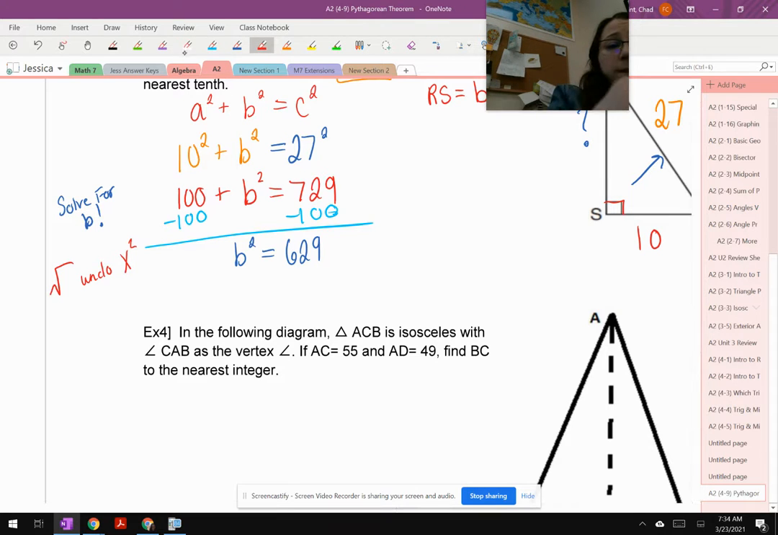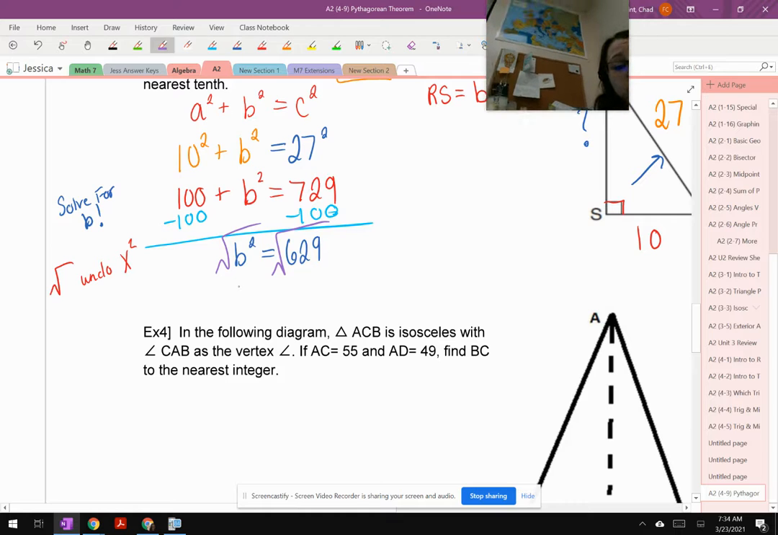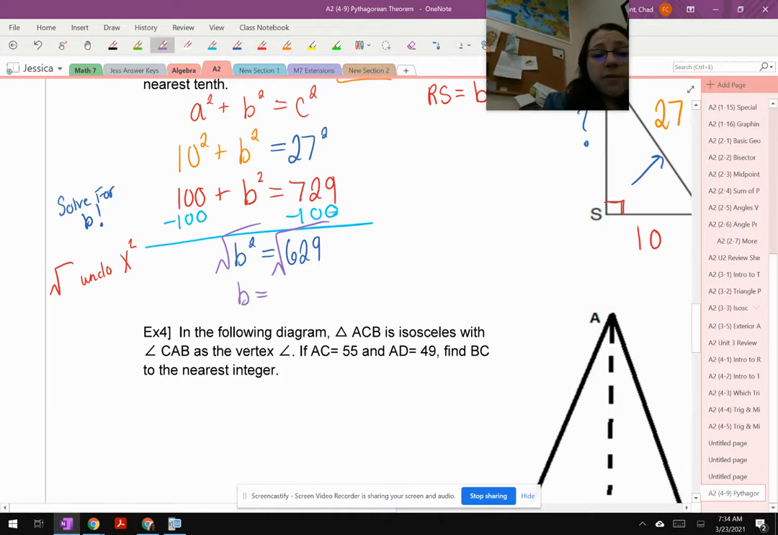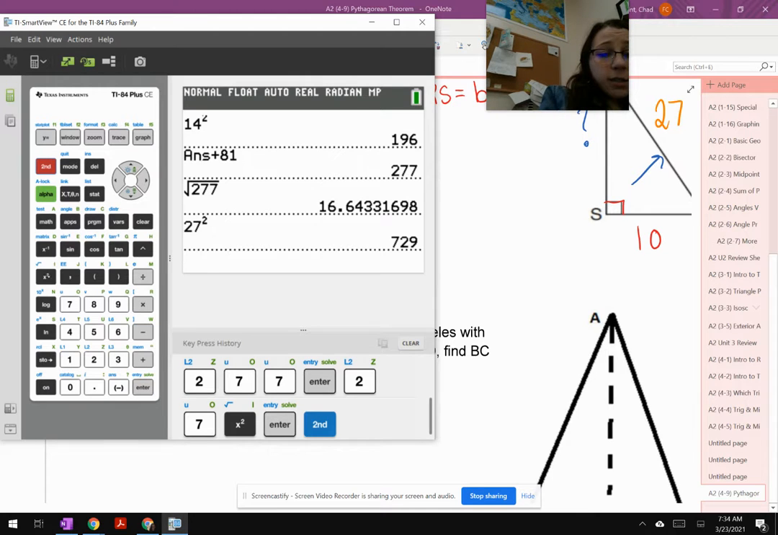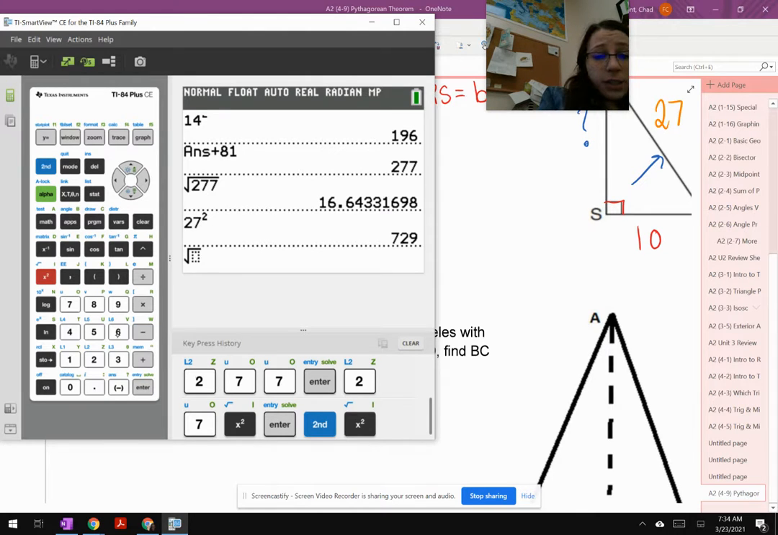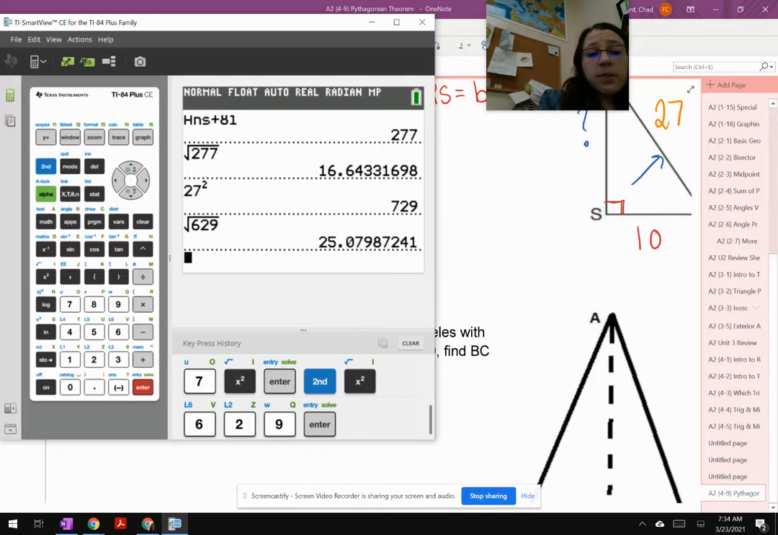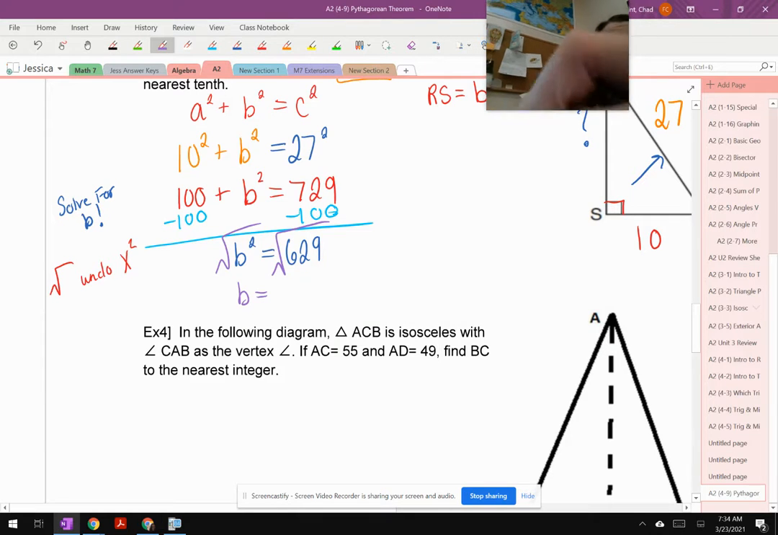So go ahead, square root the B squared, square root the 629, and now we have that B is equal to the square root of 629, and that is 25.079.